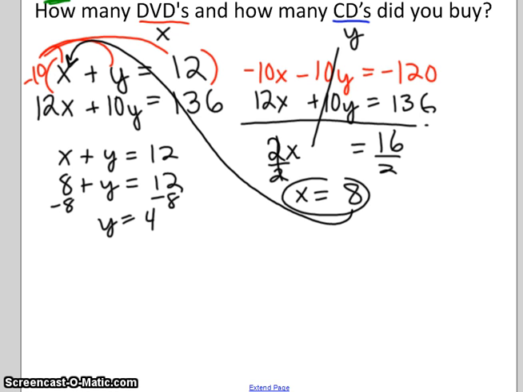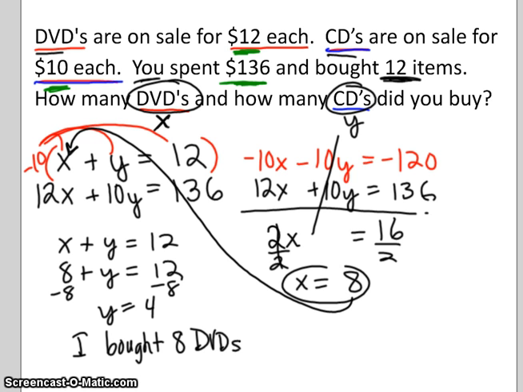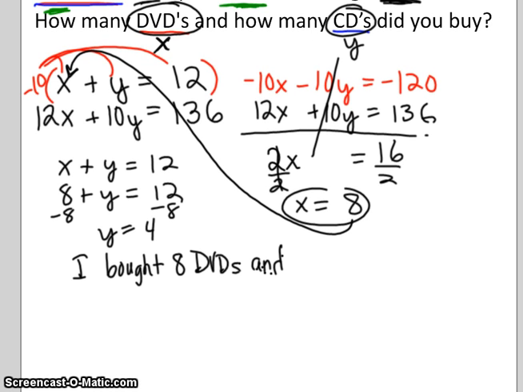Okay. Now, we want to know how many DVDs and how many CDs did we buy. Well, we said that x was DVDs, so you bought, because it's you, I bought 8 DVDs and, I'm losing my writing here. Okay, and how many CDs? Well, CDs was y. So I bought 4 CDs.